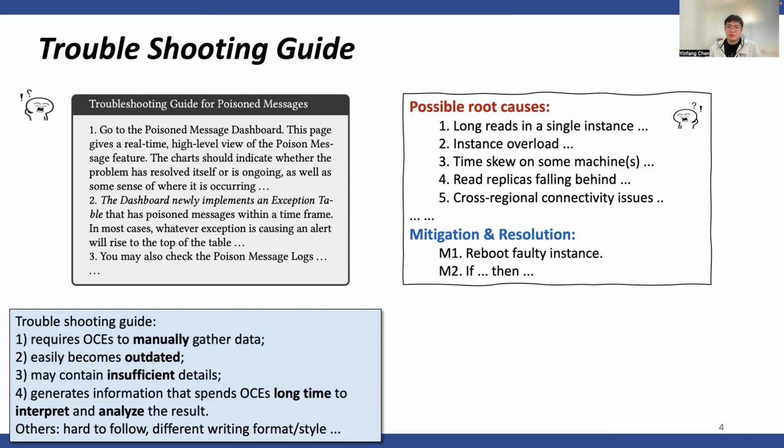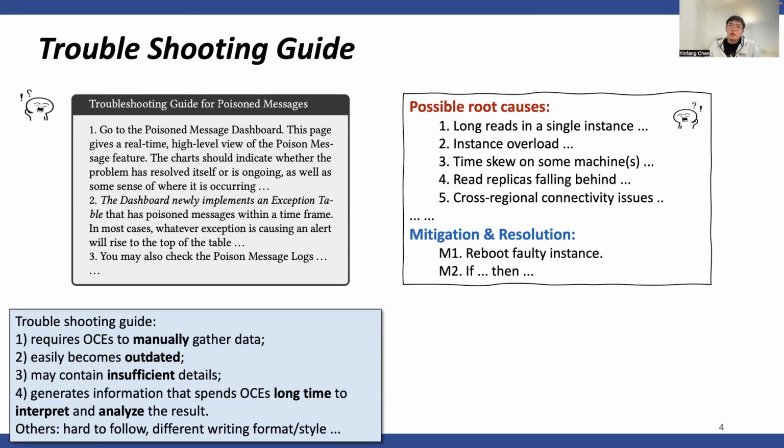However, as a document, it has many limitations. First, it requires the engineers to manually gather data. For example, in the second step of this first troubleshooting guide, the engineers need to click into the dashboard to see the exceptions in the exception table to do further debugging, right? This kind of manual work is non-trivial. Also, as a document, it may easily become outdated if nobody is maintaining it. And these documents may contain insufficient details, like common checks such as a disk check or CPU check, which may easily be ignored. So they are not very user-friendly.